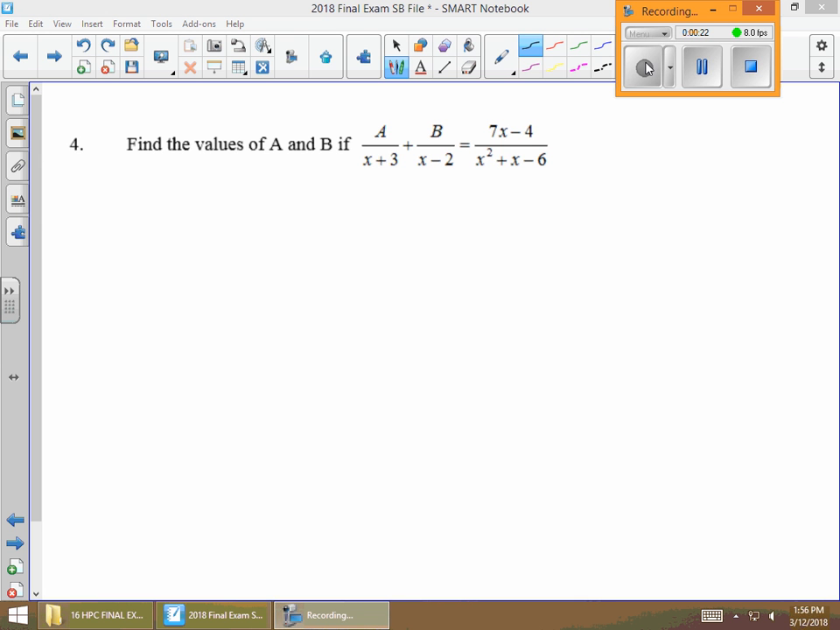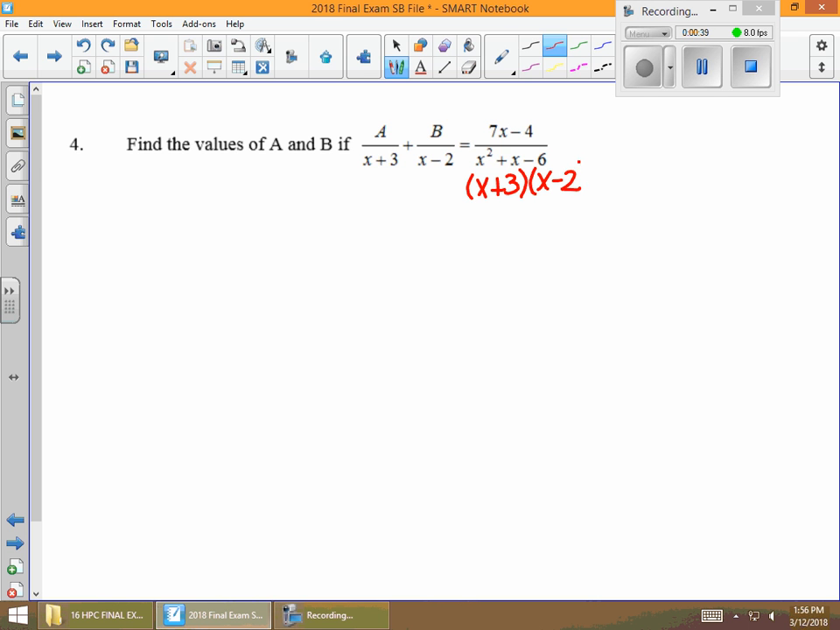So the first thing you want to do when you recognize a partial fraction decomposition problem is clear your denominators. And in order to do that, you definitely want to factor it first. So x squared plus x minus 6 factors to x plus 3 times x minus 2. And so if I multiply by those 2 binomials, that will clear my denominator. So I'm going to go ahead and do that. That's why this is a good place to look at partial fraction decomposition, at least for a minute.